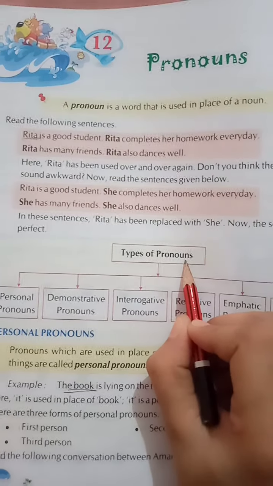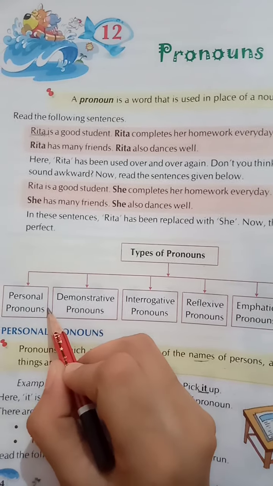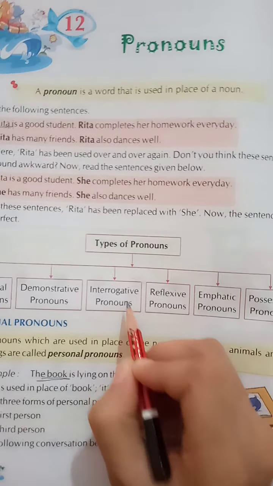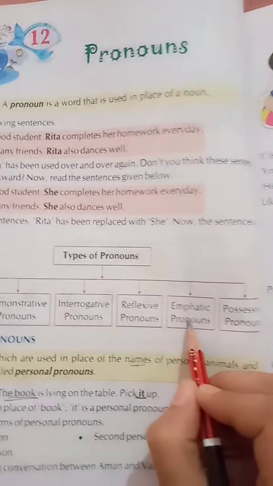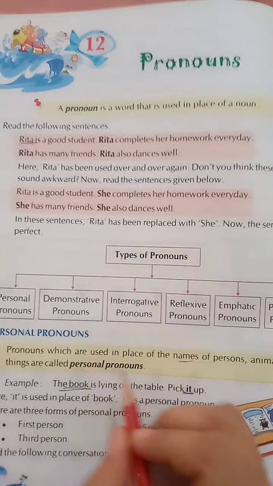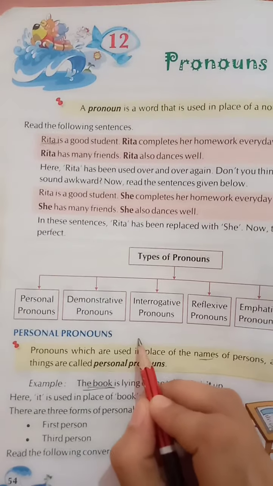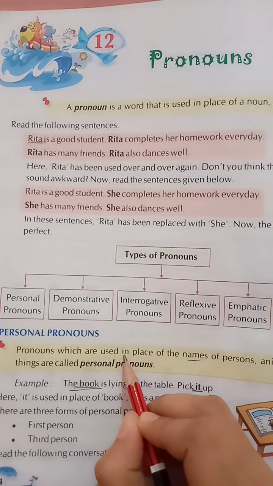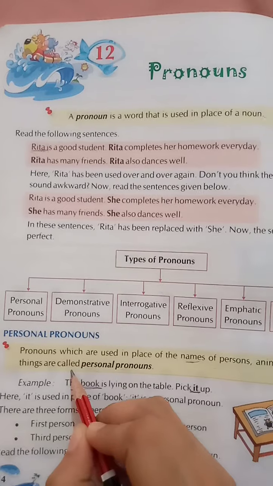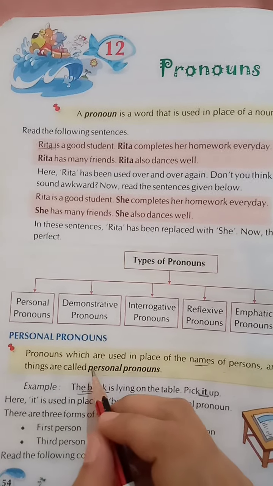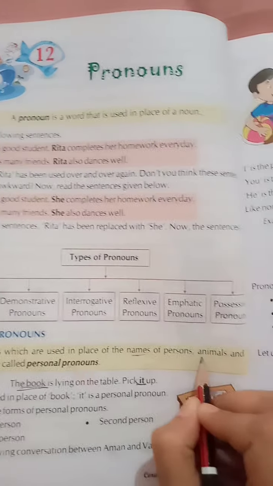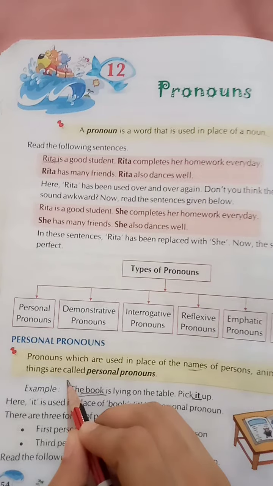Here are the types of pronouns. First one is personal pronouns, second demonstrative pronouns, third interrogative pronouns, fourth reflexive pronouns, fifth emphatic pronouns, and sixth possessive pronouns. So here we are going to start with personal pronouns. Personal pronouns are used in place of the names of persons, animals, and things.